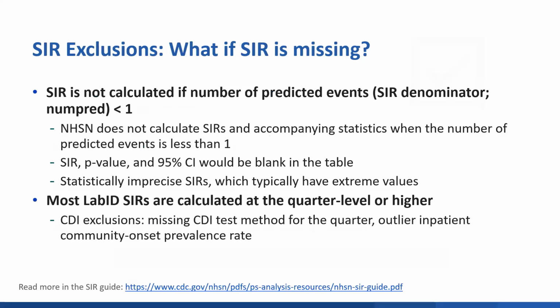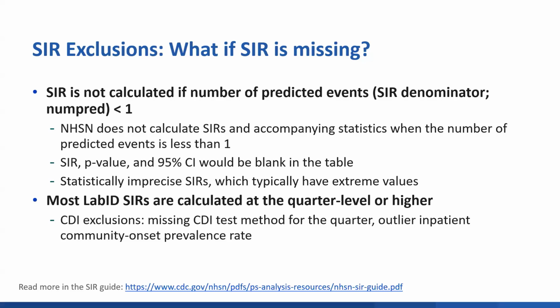Next slide. So, certain SIR exclusions you should consider when you're looking at your SIR report. If your SIR is missing, the first thing I like to check is number predicted. If your SIR column is missing, I scan to the left to number predicted events. If number predicted events is less than 1, that is a reason why the SIR is missing and not calculated. The NHSN doesn't calculate SIRs for any HAIs when the number predicted is less than 1. That would result in the SIR, p-value, and confidence intervals being blank or missing in the report.